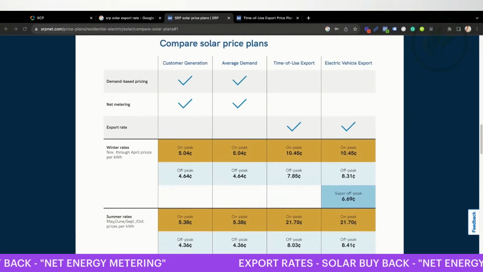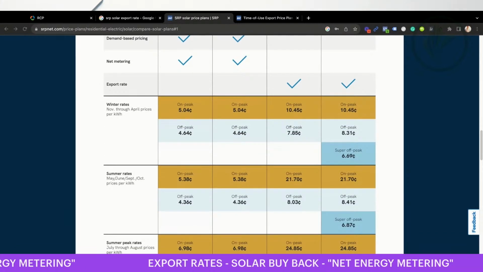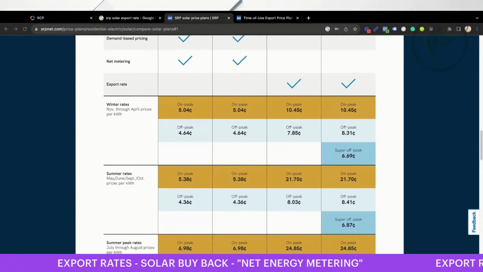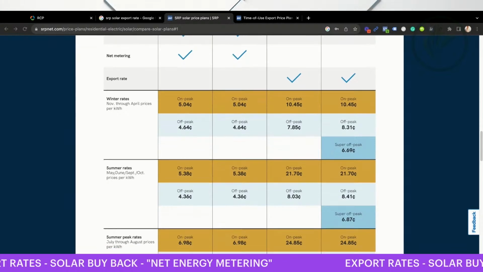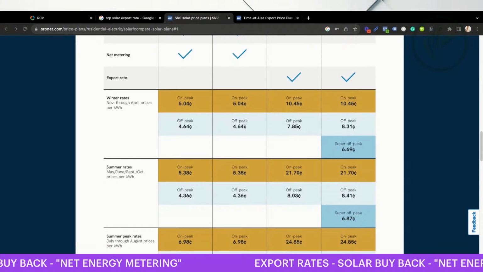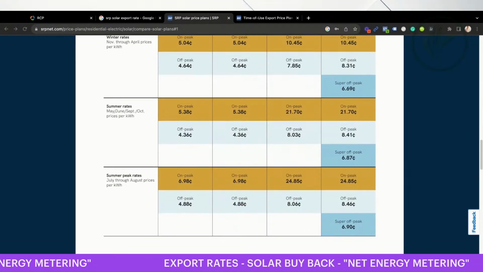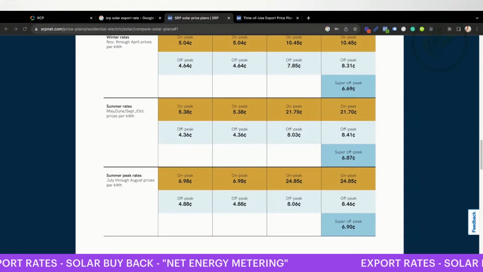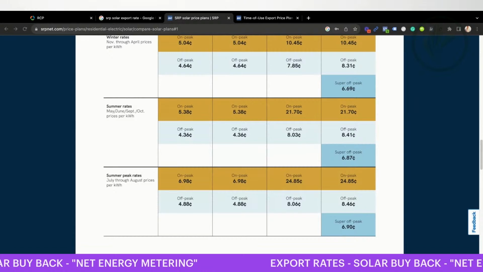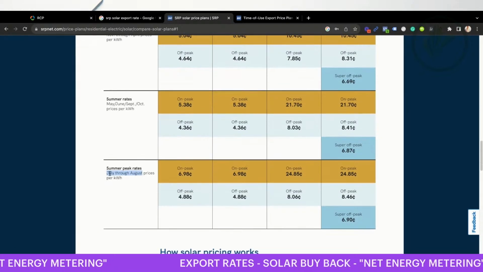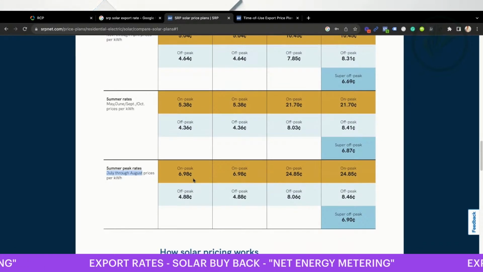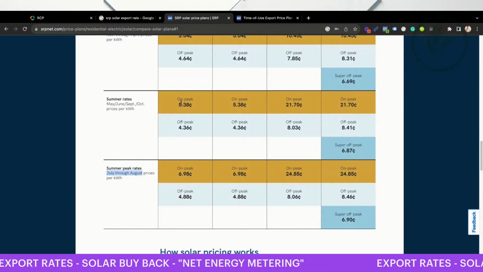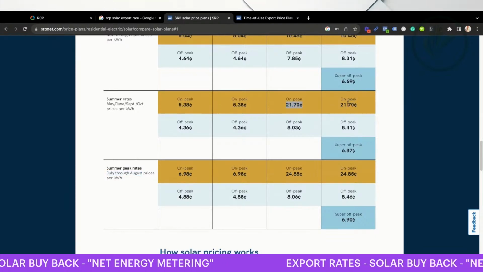But we get to this point where it's like, oh no. What's happening? Why is my on-peak 21 cents now? Why is my off-peak 8 cents now? And so we take a look here at the summer peak rates. Again, 24 cents, 6 cents. And this is July through August, so this is like the worst month to be. In September, we get a little bit of a break. Our rates do go down a little bit.